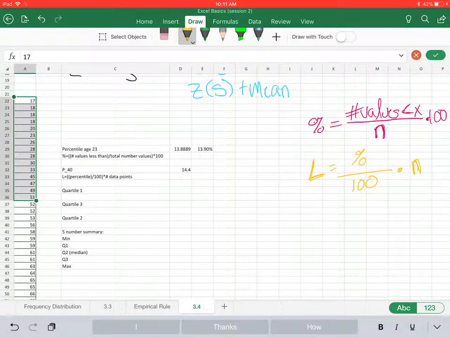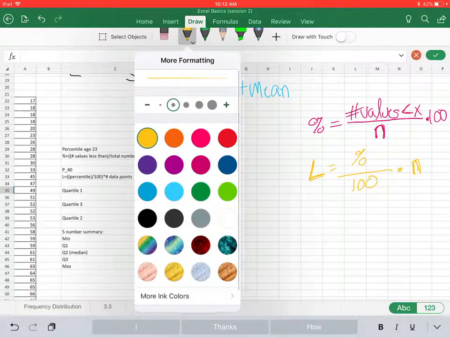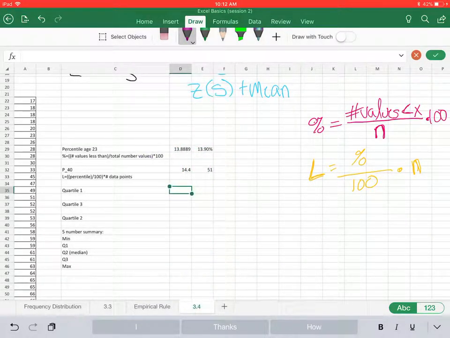So the data point that is at the 40th percentile is 51. So that is the answer. So 51. All right, so quartiles. Quartiles come into play with box and whisker plots. So if I draw one out for you, just as a quick reminder, we'll do that.